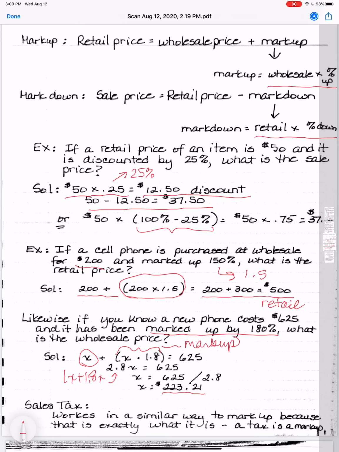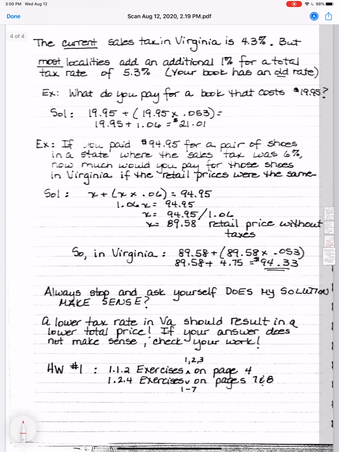Now, sales tax works in a similar way to markup because it's exactly the same thing as a markup. You have an original price, and you have to mark it up by the sales tax. Your book gives you a current sales tax number in Virginia. That is an older number, but the current sales tax in Virginia is 4.3%. Most localities add an additional 1%, so for what we're going to do, we're going to use 5.3% as our current sales tax number in Virginia.